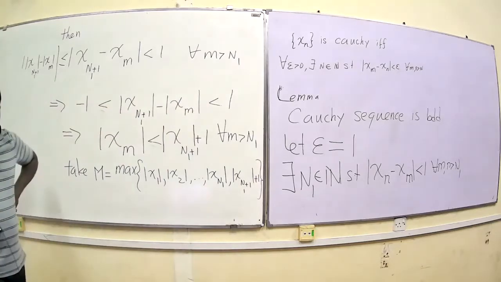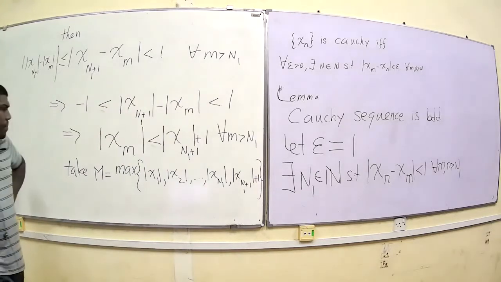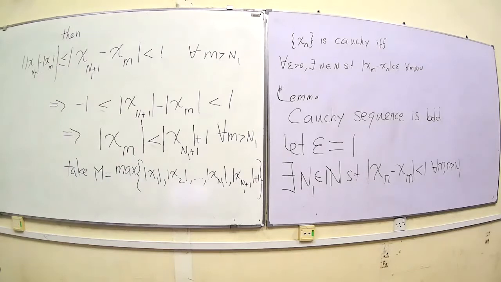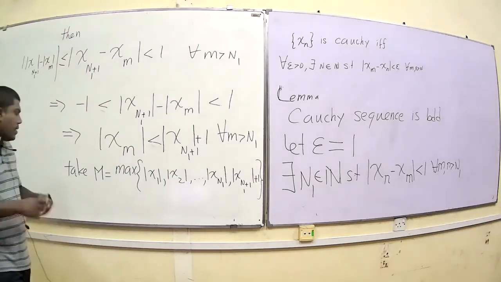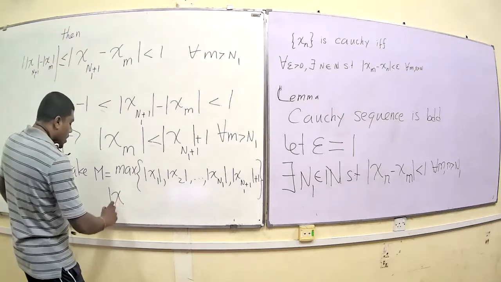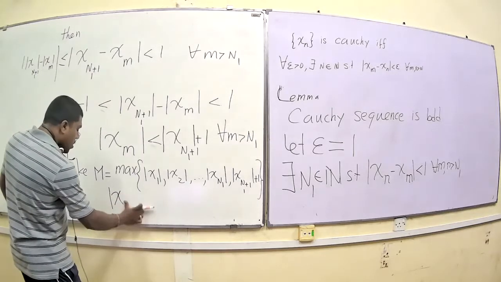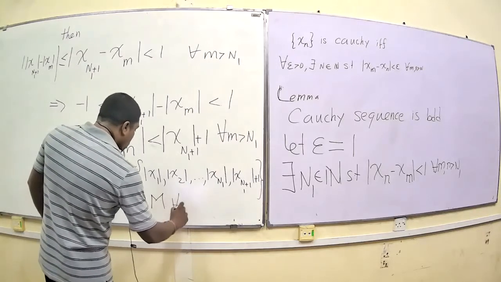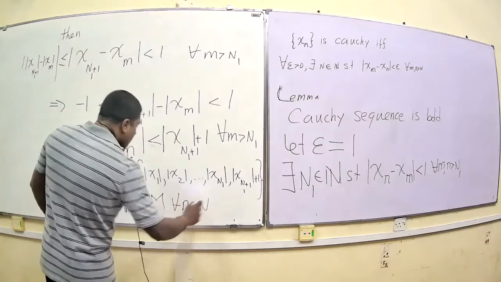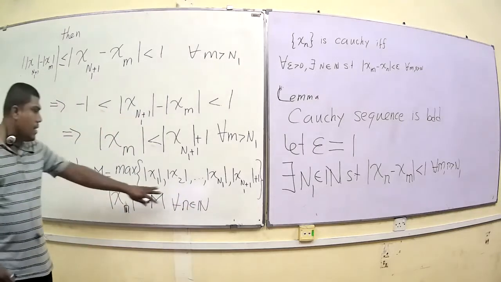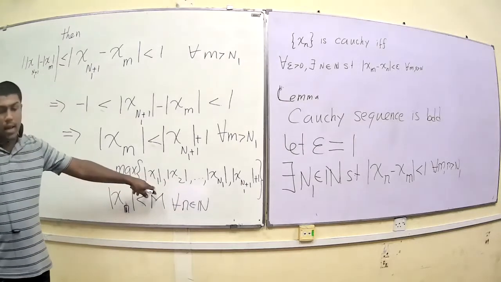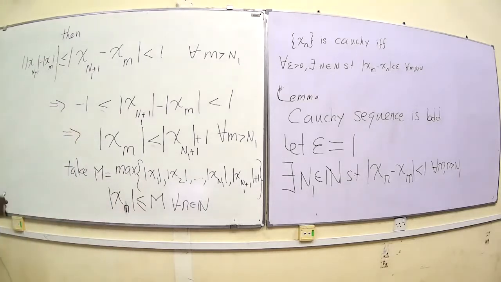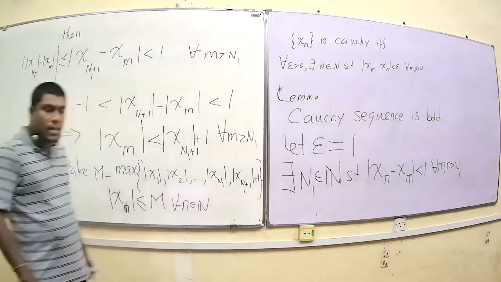Right? So you take m as the maximum among all these numbers. Once you take m as the maximum of all these numbers, you can say that xn is less than m for all n belonging to the natural numbers, because m is the maximum among these numbers. x1 is less than m, or equal is fine, you can say equal also, because the maximum should be one of these numbers.